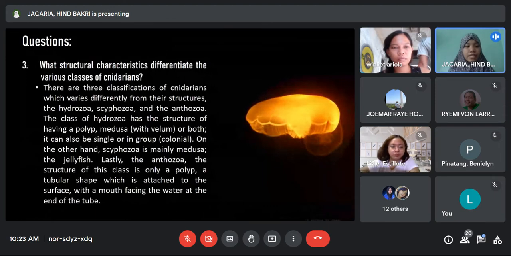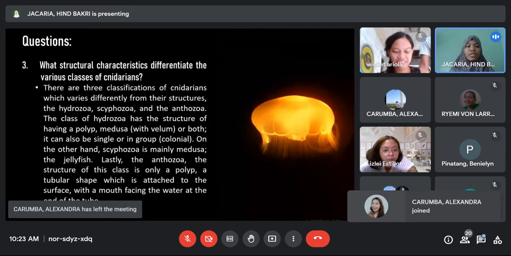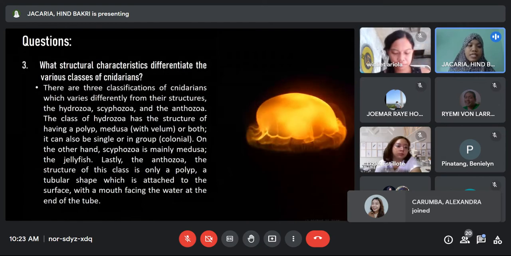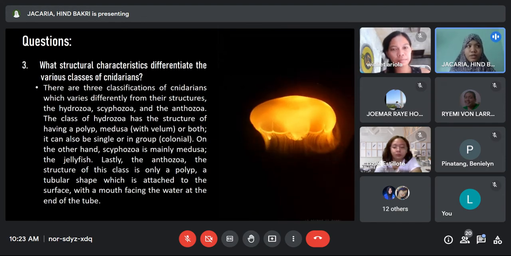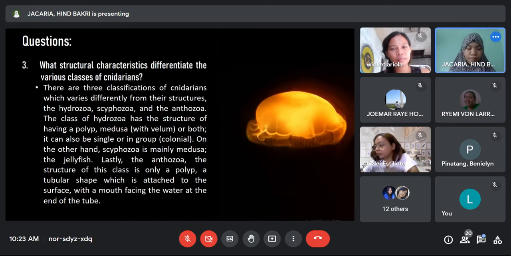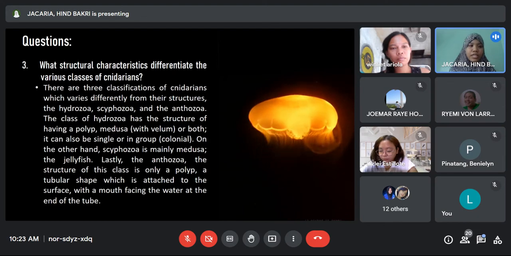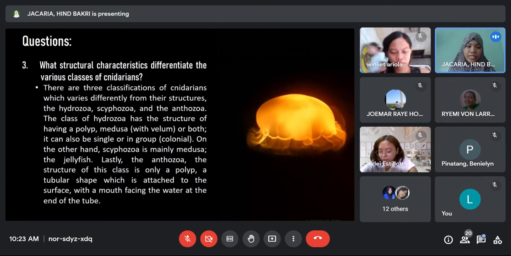For the third question: what structural characteristics differentiate the various classes of Cnidarians? We mentioned earlier that Cnidarians are divided into three classes: the Hydrozoa, Scyphozoa, and Anthozoa. The Hydrozoa have a polyp, like the anemone in the first picture, the home of Nemo, connected to the surface. Then with medusa or with velum or both, it can be connected to the surface or have a polyp, and it also has tentacles that sting.